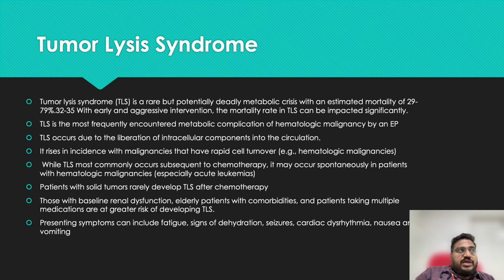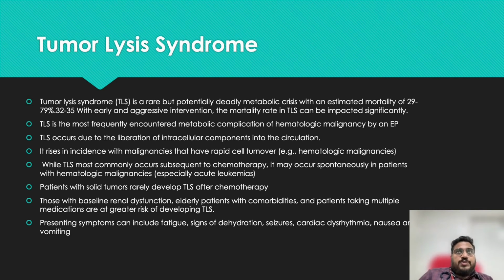Also remember that those who already have baseline renal dysfunction and comorbidities have a high risk of developing tumor lysis syndrome. They are taking multiple medications that can increase the potassium, that can cause renal failure. And presenting symptoms, again, are not specific. It can be any of these, including generalized fatigue or signs of dehydration. They can come with seizure, cardiac arrhythmias, nausea, vomiting. So the presentation can vary. It all depends upon what electrolyte disturbance they have underlying.